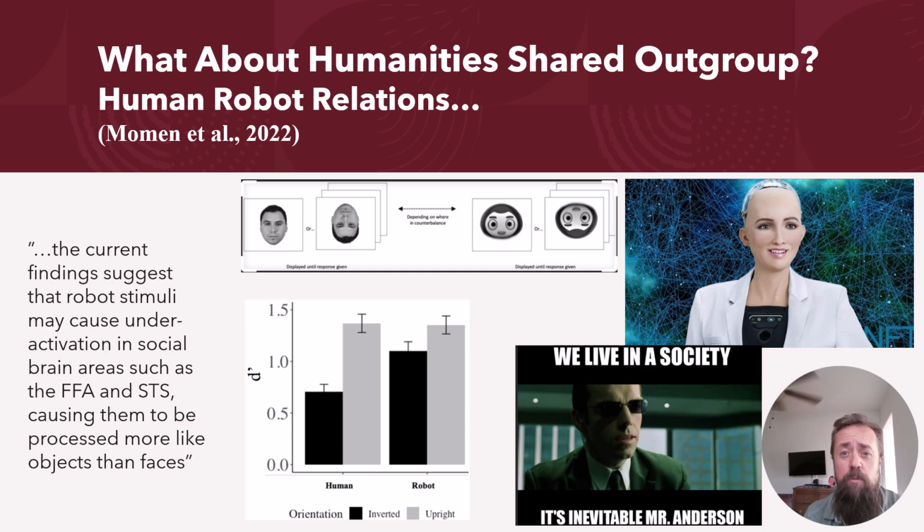Well, before you buy a robot maid or any other robot companion, consider the outgroup homogeneity bias. Remember that upside-down face perception test from DAPS? Moment's 2022 team used a variation of this test for outgroup perception between humans and robots. Guess what? People perceive robots as if they're objects and not people.